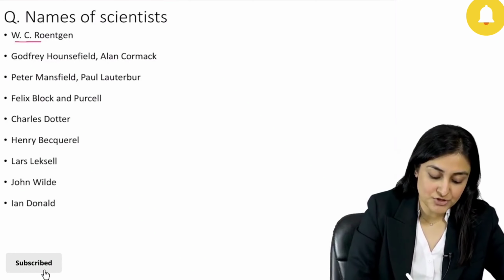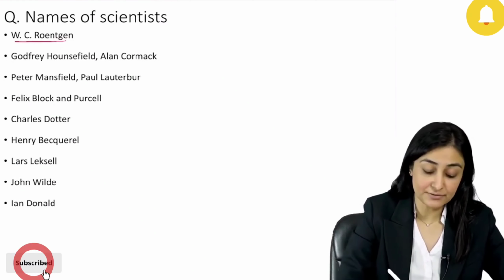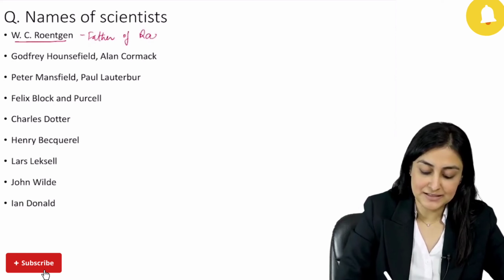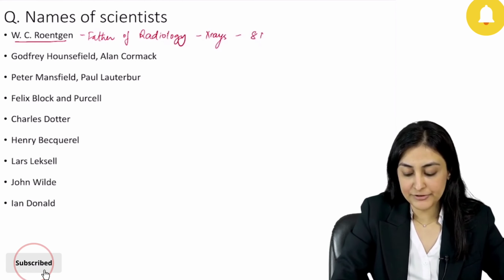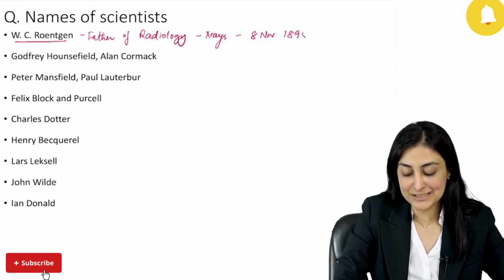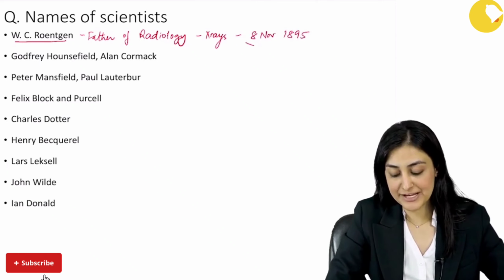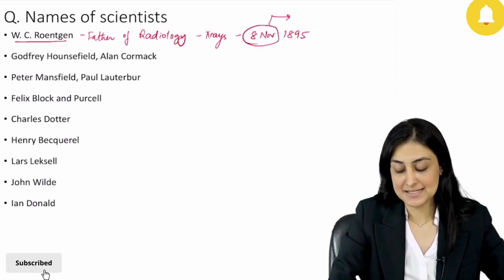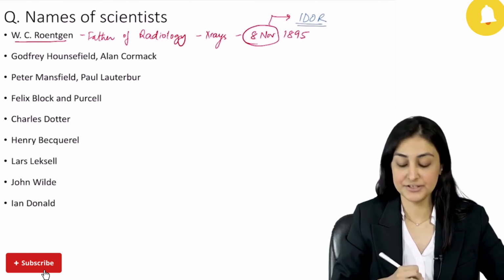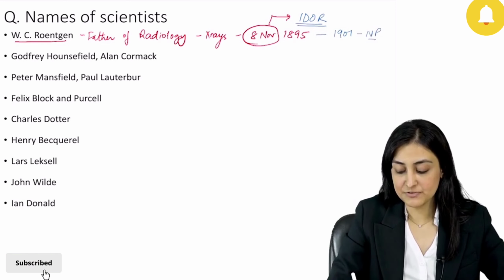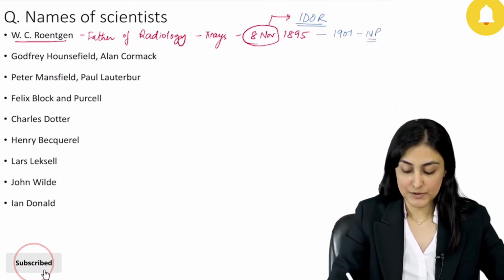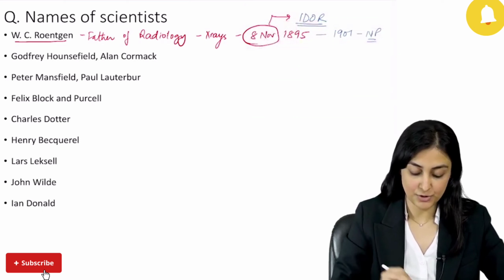So W.C. Röntgen, or Wilhelm Conrad Röntgen, is the father of radiology. Remember, he's been credited with being the father of radiology. He discovered X-rays on 8th of November 1895. This is the only date that I want you to remember, which is 8th of November, because it is celebrated as the International Day of Radiology. It's celebrated as International Day of Radiology, and in 1901 he went on to receive the Nobel Prize for the same. Okay, so this is about Wilhelm Conrad Röntgen.